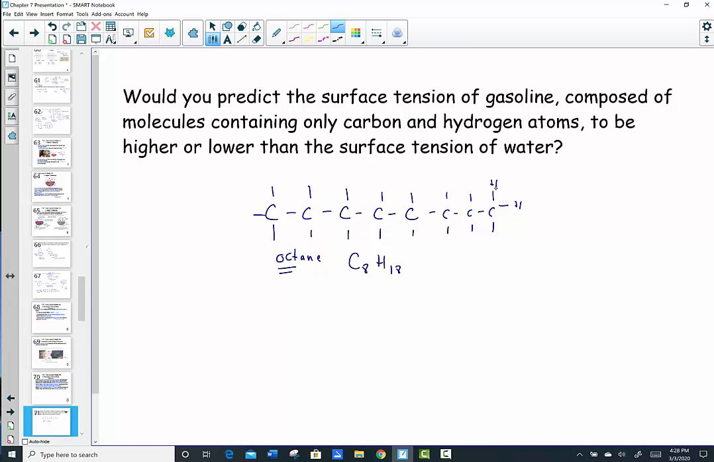Would it be higher or lower than the surface tension of water? Now this is interesting because this is a very long molecule. It's a very heavy molecule. So it would have very strong dispersion forces. No doubt about it. It would have strong dispersion forces.